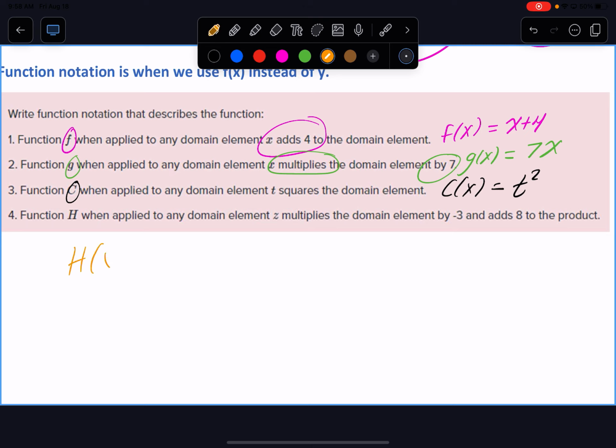H of x, when applied to any domain element z, multiplies the domain by negative 3 and adds 8 to it. So I used x, but actually what did they say they want you to use? Z, but it really doesn't matter. On a test, I would not mark you for getting the wrong variable. A variable is a variable. Negative 3 times z, and then plus 8. Awesome. So don't overcomplicate it just because they use fancy language.